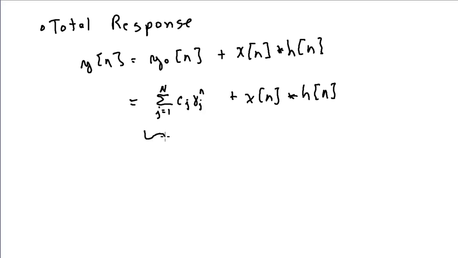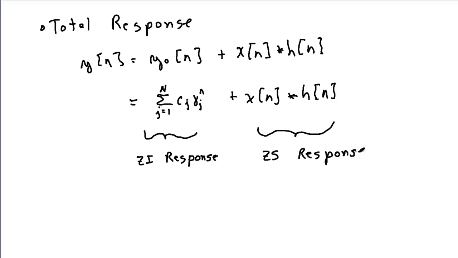So this portion of our response we call the zero input response. It depends only on the initial conditions. It doesn't depend on the form of the input at all. And this portion of the response we call the zero state response. It's the portion of the response that doesn't depend on the initial conditions at all. It assumes that the initial conditions are all zero, hence the term zero state response. This gives us the output component that's due to the input.